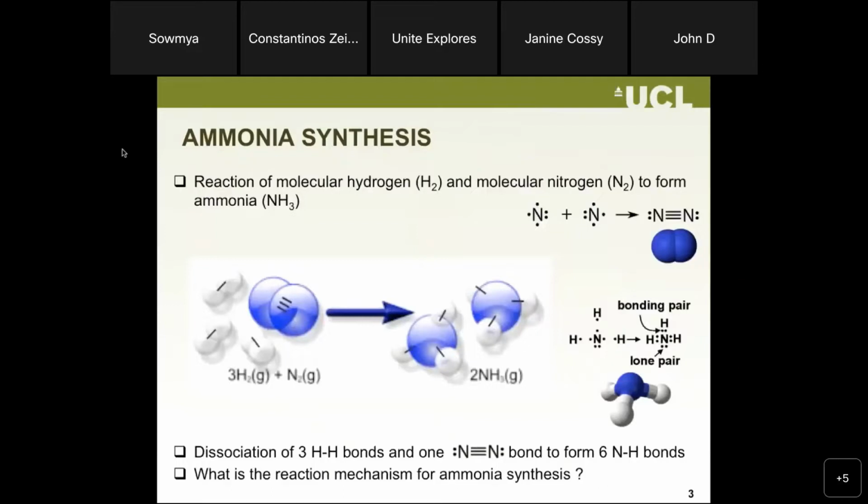Basically, it is the reaction between hydrogen and nitrogen. Hydrogen molecules are diatomic. Nitrogen is also diatomic. Nitrogen has a triple bond. Hydrogen has a single bond. And you need to break these single and triple bonds in order to form 6 N-H bonds, which are found in ammonia. There are catalysts that can do that, but it requires high energies and high temperatures. And therefore, the cost for the production of ammonia is quite high.